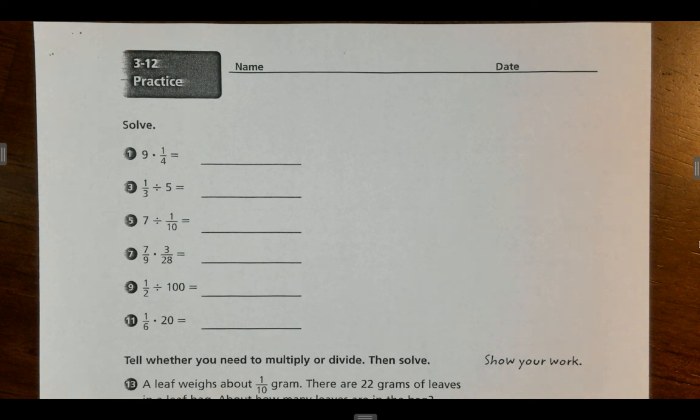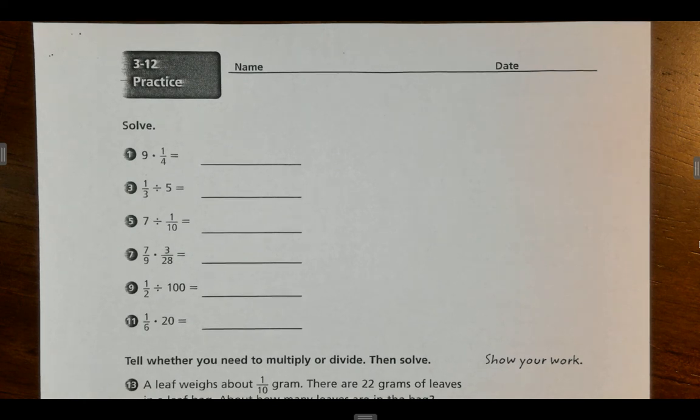Lesson 312, Mixed Practice. This is the lesson where it all comes together. Not introducing anything new, just reviewing the core skills of this unit. Multiplying and dividing fractions. Let's do this.